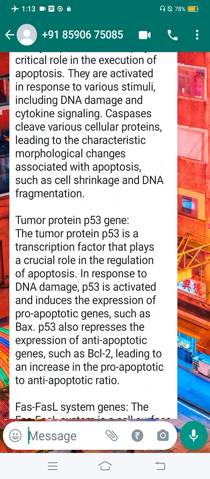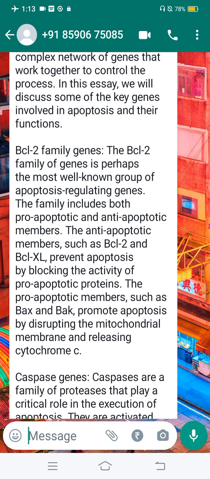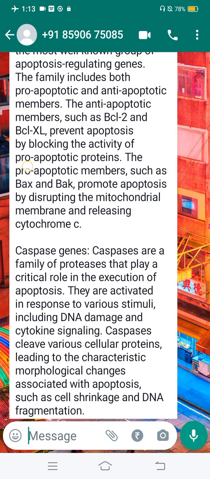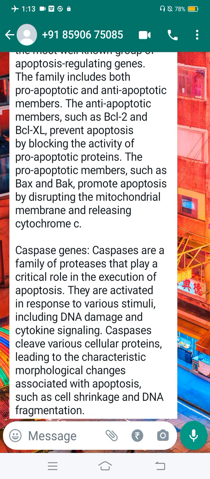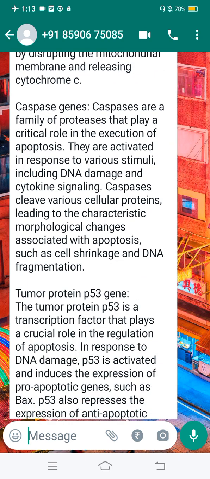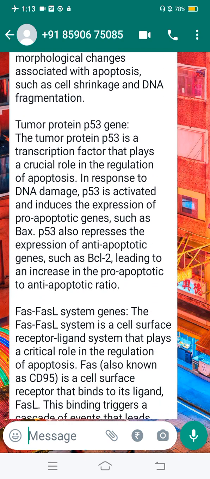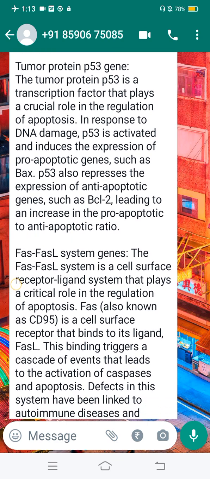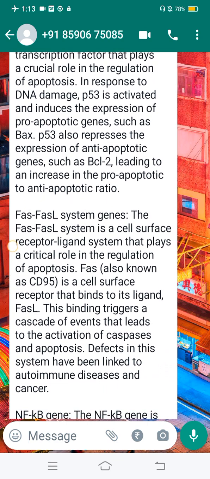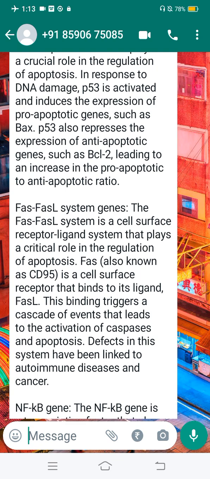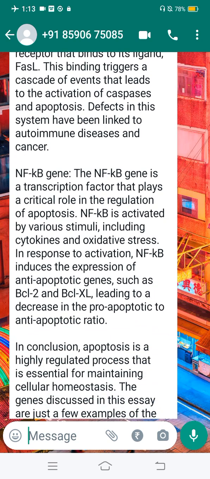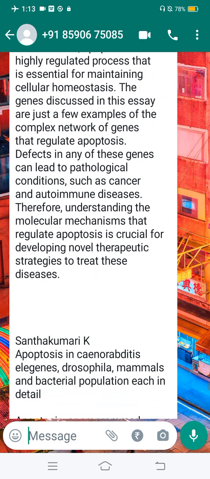Which are the genes which we have just mentioned? BCL2 family genes, for example BCL2, BCLXL, and BAX and BAC. Caspase genes, tumor protein P53 gene, FASL system gene or CD95 gene, and NFKB gene.